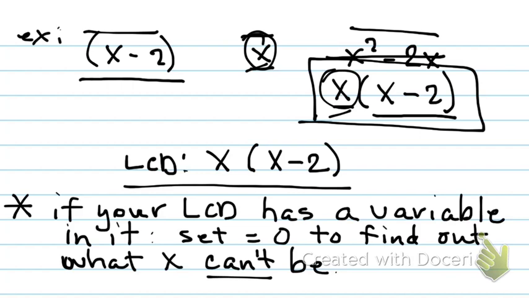It's off limits. Okay? So what we're going to do is, and we know that that's going to happen anytime that there's a variable in your LCD, take each one of those pieces of the LCD that has a variable in it, set it equal to 0, and solve, not to find out what x can be, but what it can't be. So let's look at this one we're working with here. We already have our LCD. It was x times x minus 2, right? Does that have a variable in it? Yeah, both factors have a variable in it. The monomial is a variable and the parentheses has a variable.